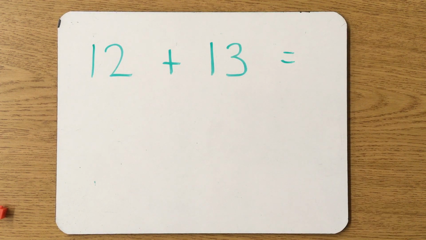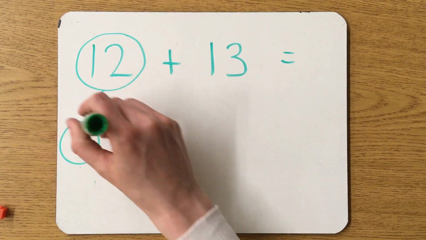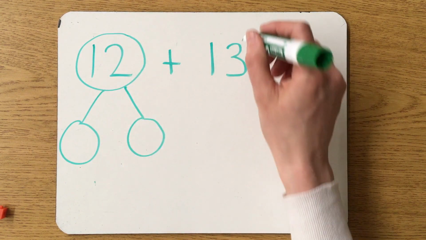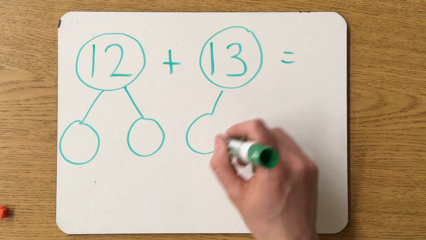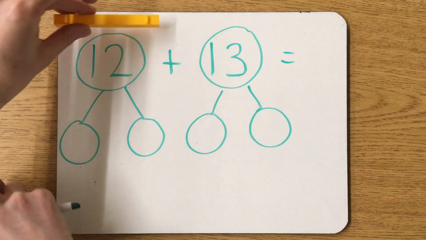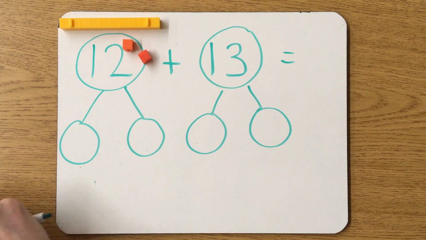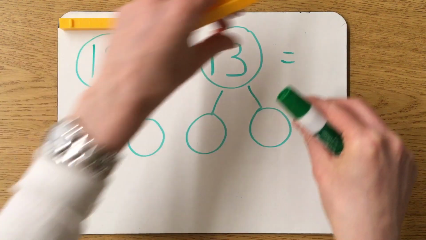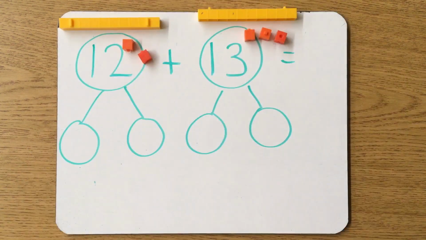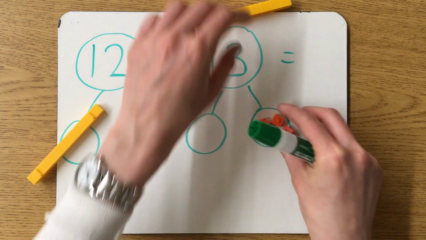I'm going to rewrite both of these numbers. Let's create a number bond for 12 and a number bond for 13. How can we create parts using these whole groups? Let's think about the number 12. Let's think about the number 13. How can we write these whole groups into parts?